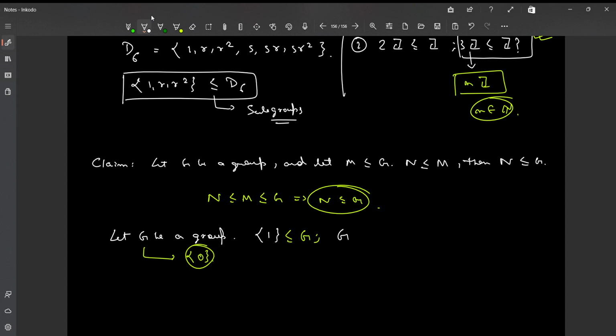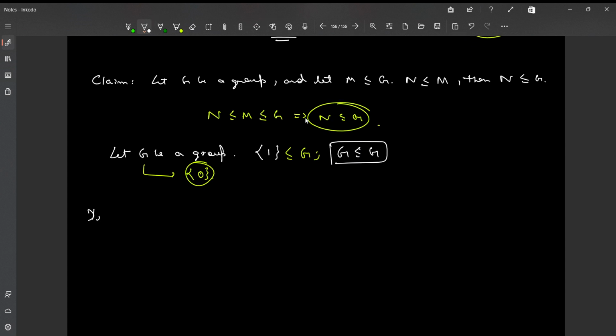So if every set is a subset of itself, and G being a group, it means that G itself is a subgroup of itself, right? So any arbitrary group you take will always have two subgroups for sure. One is this identity subgroup, which contains only the identity element, and one is the whole group. So these two are called the trivial subgroups of G.